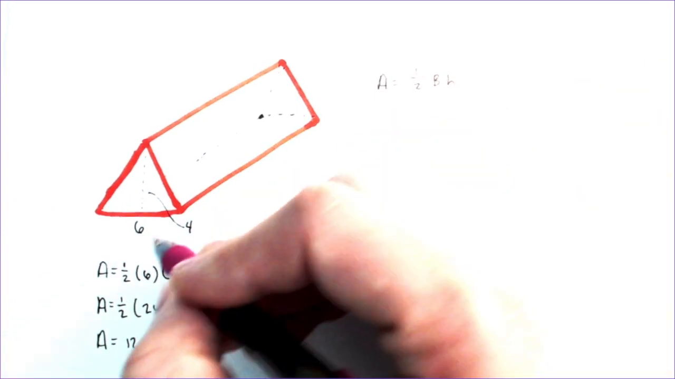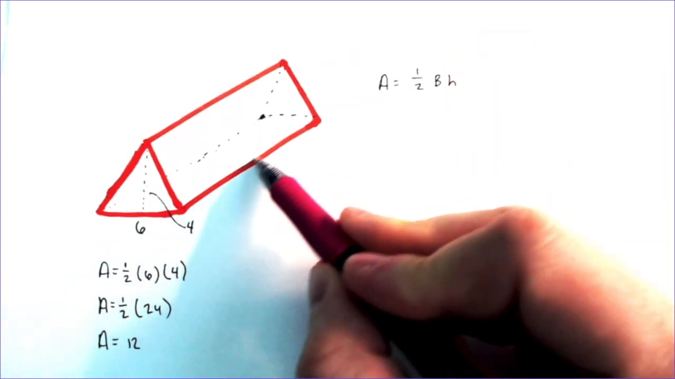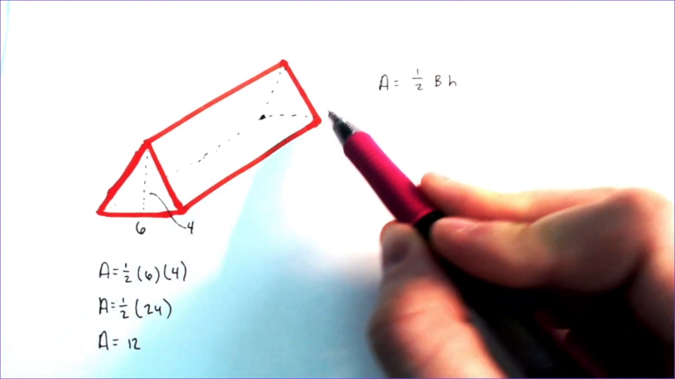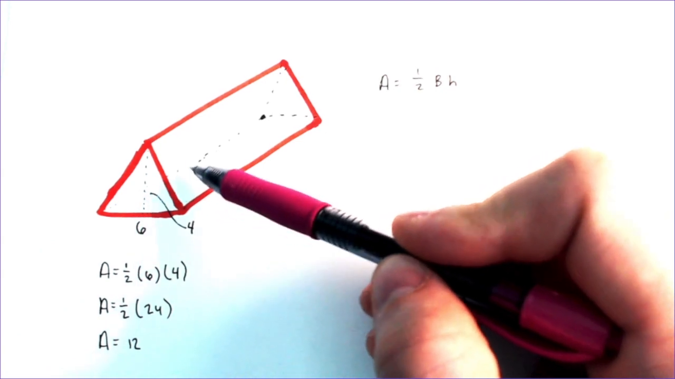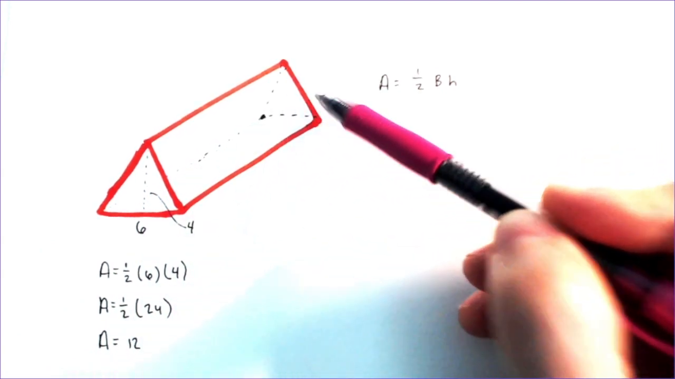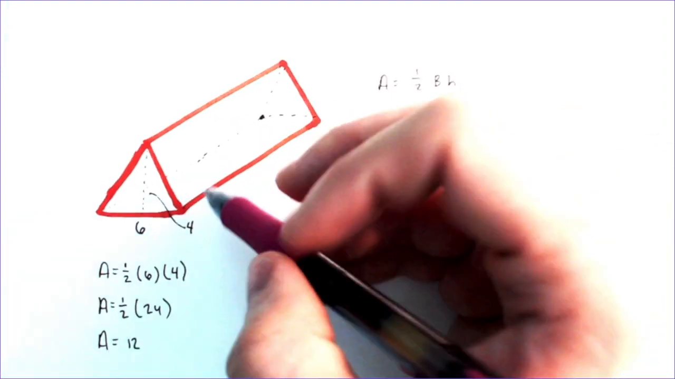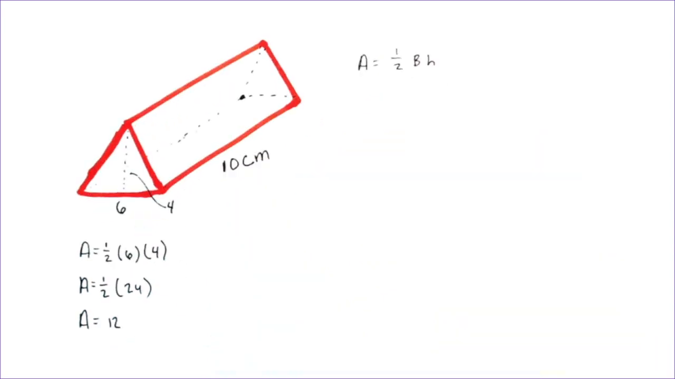In order to find the volume of the shape, I am going to need to know what this longer side here is. Because essentially, if we were to stack all of these triangles up, one after another, they would go all the way down until you got to this very far end here. So how far down are they going to go? We're going to call that 10 centimeters.